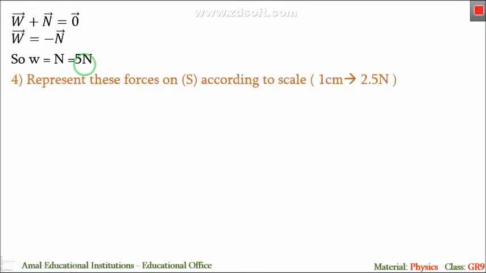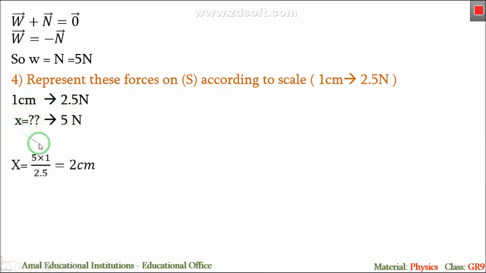Now represent these forces on S according to the scale 1 cm to 2.5 Newton. To use this scale, we write the scale in here, 1 cm to 2.5 Newton. Each 1 cm drawn represents 2.5 Newton as a magnitude. The both forces we have are 5 Newton, which means that we put the 5 Newton below the 2.5 Newton, and X is the length of the two forces you are going to draw. To calculate, X is equal to 5 times 1 divided by 2.5, which is 2 cm.